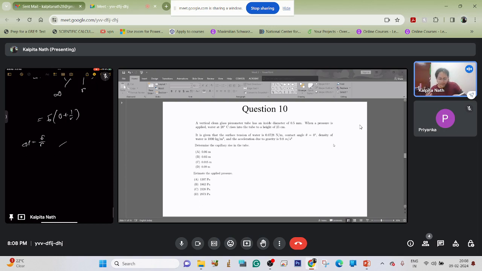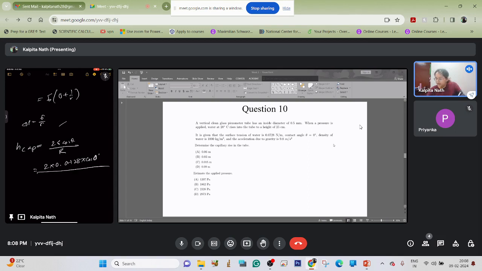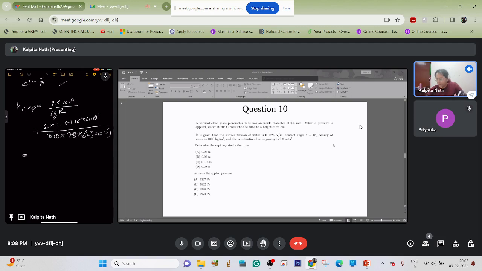Okay, so for the first case, we already know that the capillary rise we find as 2 sigma cos theta upon r rho g. So this is 2 into 0.0728 into cos 0 degrees, upon rho g r, so 1000 into 9.8 into r, where r is 0.5 upon 2 into 10 to the power minus 3. If we solve it, we get 0.06 meters.